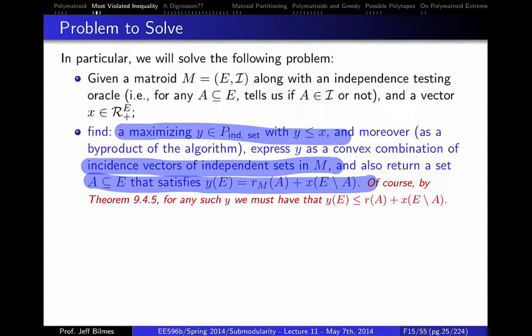Now by theorem 9.4.5, we know that if y is a p basis, then all x are going to satisfy that as an inequality. But we're going to find one here where it's an actual equality. Okay, so this one, which I'm about to highlight in yellow.